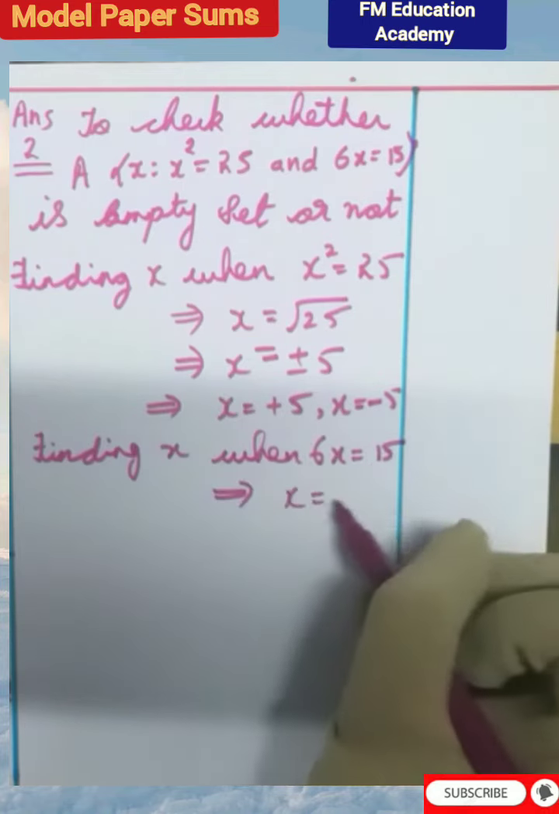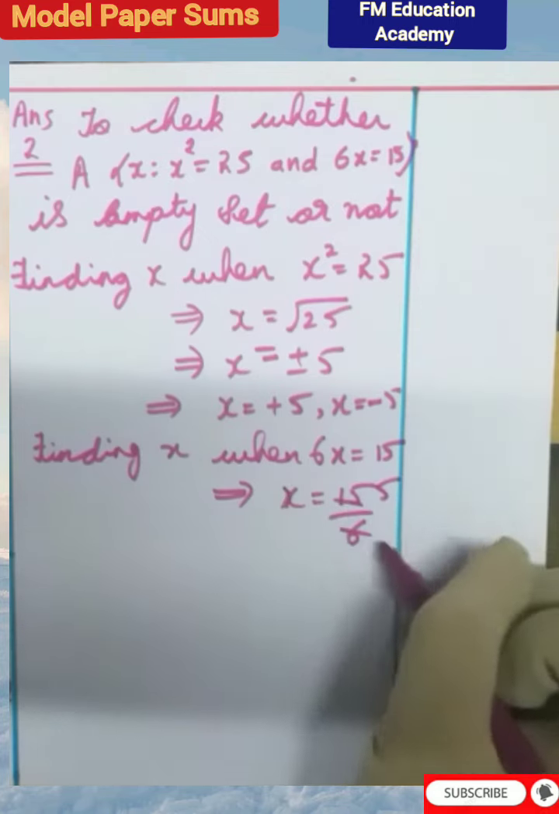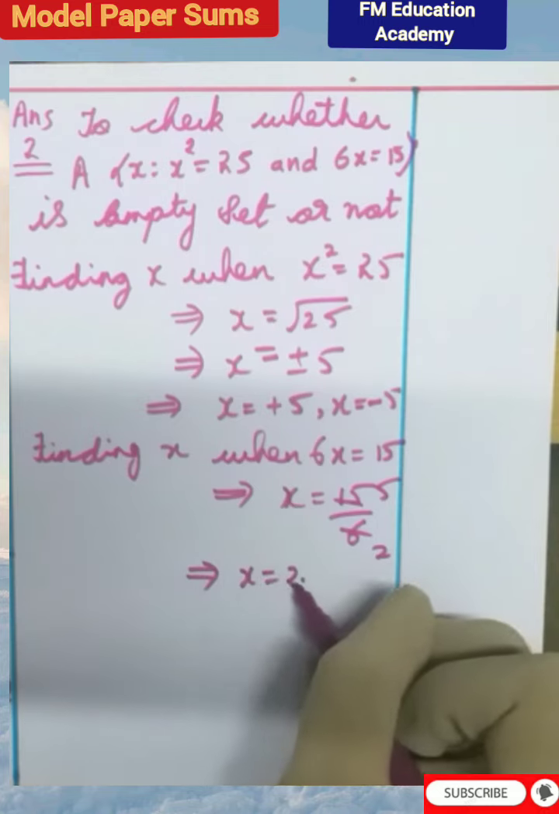So x is equals to 15 by 6. 3 5s are 15, 3 2s are 6, it is 5 by 2. We know 5 by 2 is 2.5.